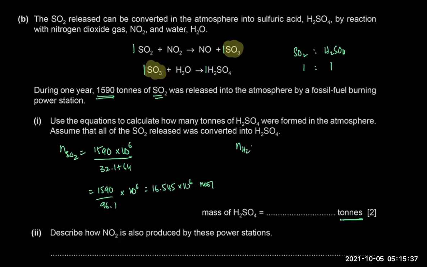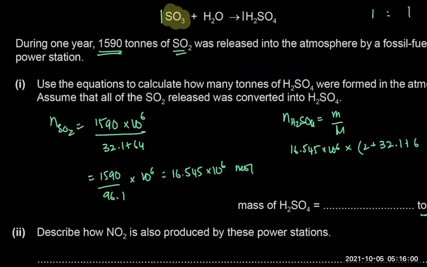Right? Number of moles of H2SO4 is equal to the mass over the molar mass. The mass is what we have to find. We have 16.545 times 10 to the power of 6 times the molar mass. The molar mass of sulfuric acid is 2 plus 32.1 plus 60. Oh wait, I did something wrong here, didn't I? No one's even correcting me.